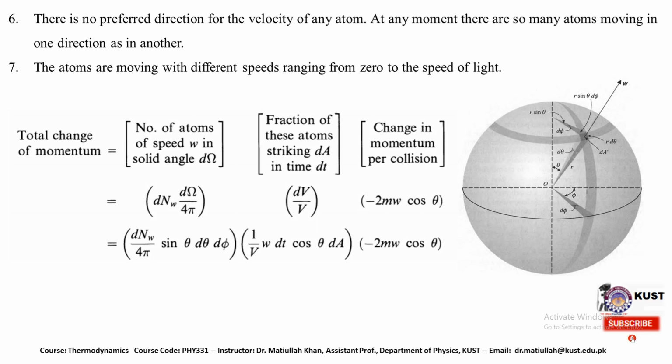The atoms are moving with different speeds ranging from 0 to the speed of light, and the total momentum is equal to the number of atoms of speed w in solid angle dσ, and the fraction of these atoms striking dA in time dt, and the change in momentum per collision.